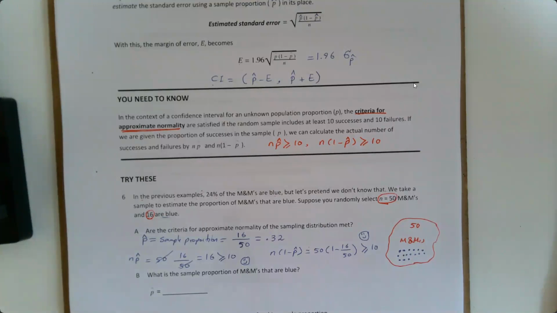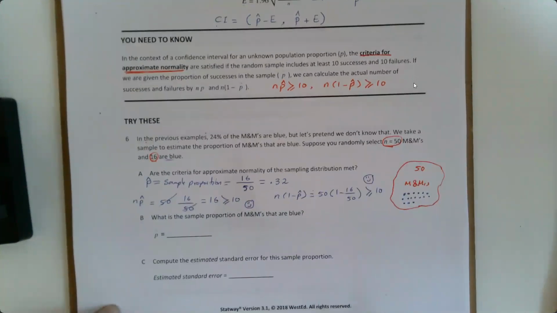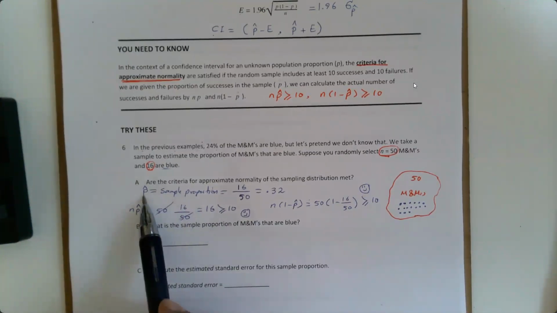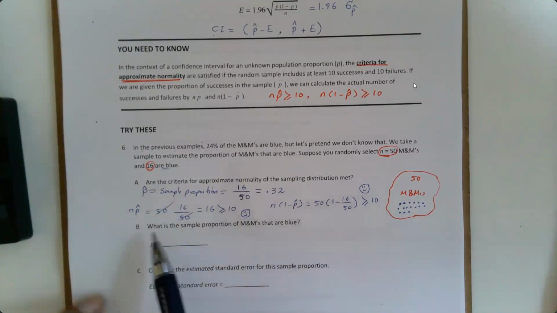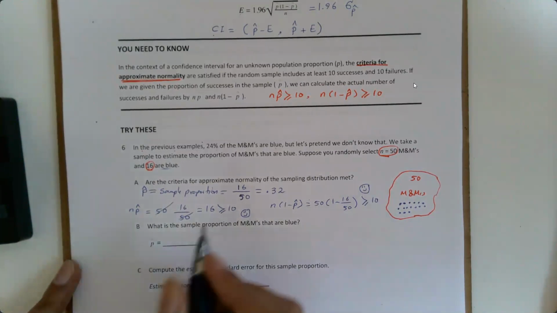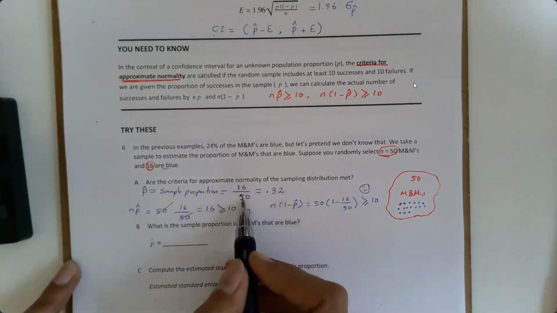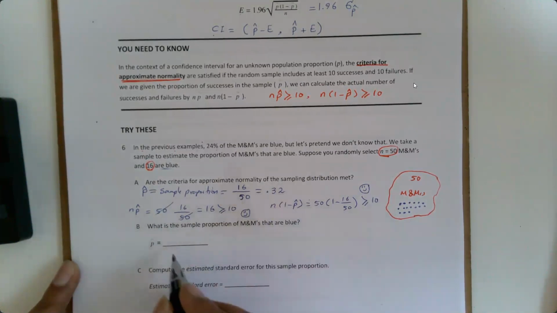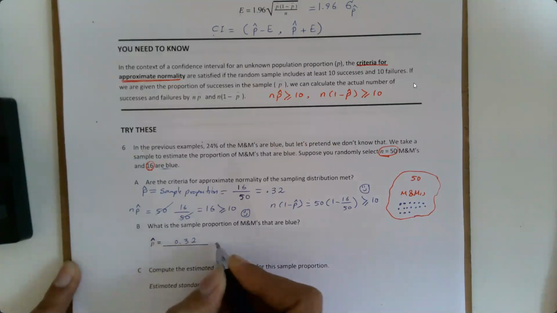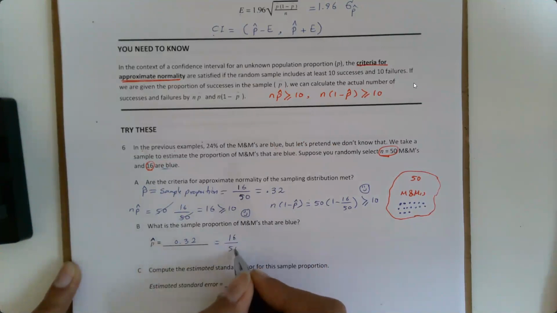Okay, let's move on to the next question. It says, now that you found your p hat, and normality is also met, what is the exact value of your p hat? I calculated that. It is 16 divided by 50, or 32%. So just write it again here, 32%. You might feel comfortable writing it as a fraction. Both of them are absolutely fine.